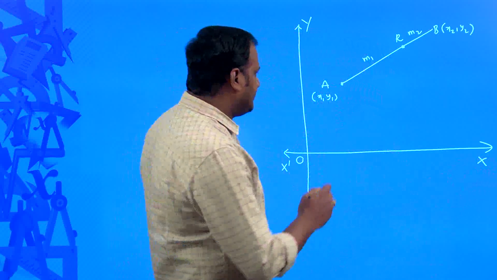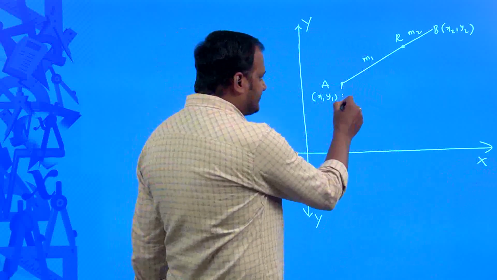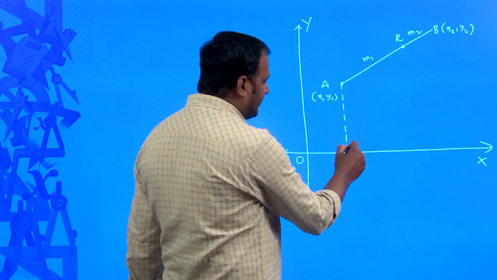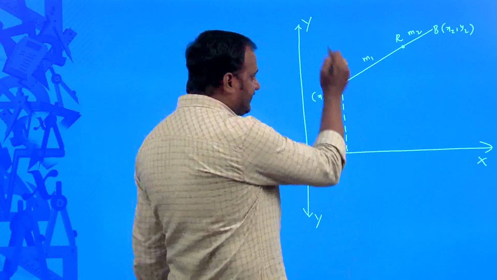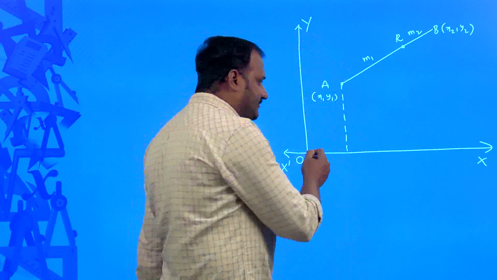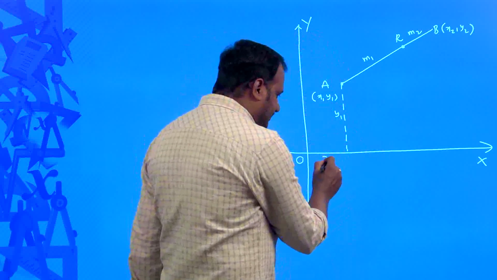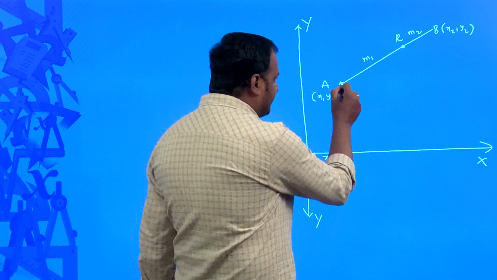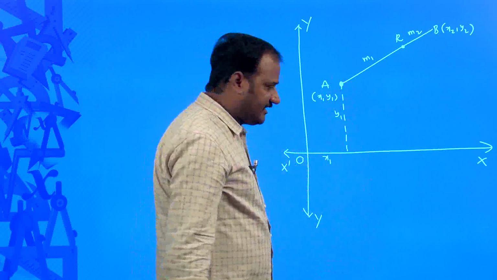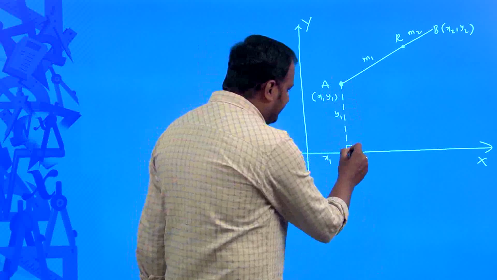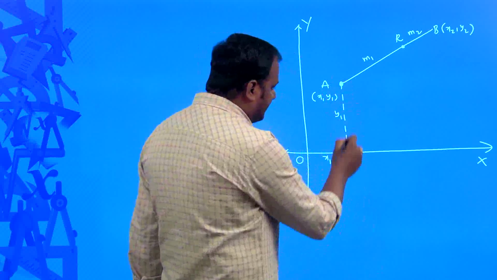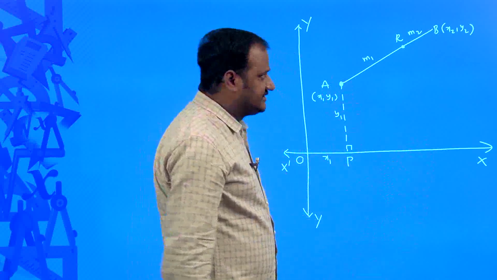Already we know that this point A is x1 comma y1. It means that the perpendicular distance of this point A from the x axis is y1, as well as the horizontal distance is x1. That is why this point is named x1 comma y1, right. So, let this perpendicular be some P. So, AP is the perpendicular drawn on the x axis.